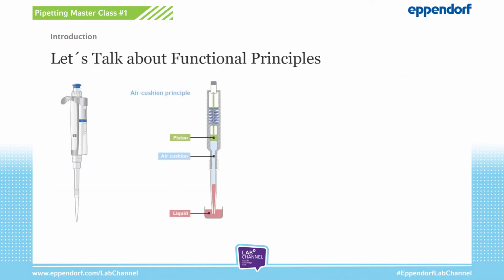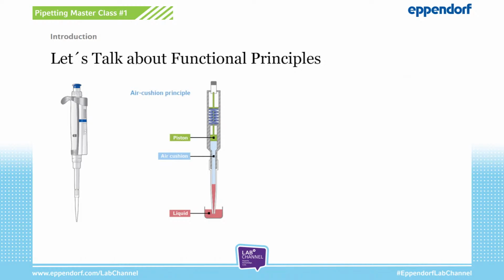So for this, let's take a look at the underlying functional principles. And in general, we have two different principles, the air cushion principle and the positive displacement one. In an air cushion pipette, the piston is separated from the liquid sample by a small air cushion. And you can imagine that this air cushion works like a spring during aspiration and dispensing of the liquid. Temperature or humidity changes, as well as other physical properties of liquids, can affect the performance of such air cushion instruments. Increased vapor pressure, for example, causes the air cushion to expand.